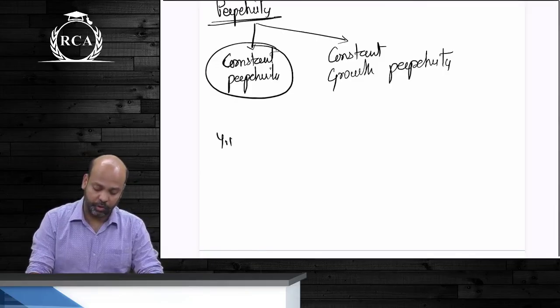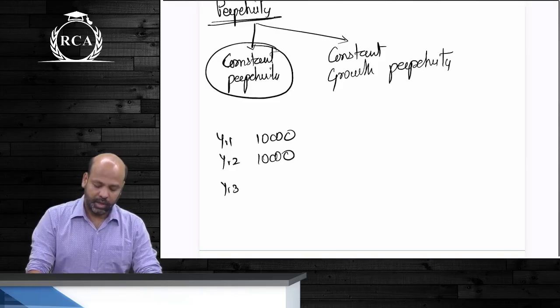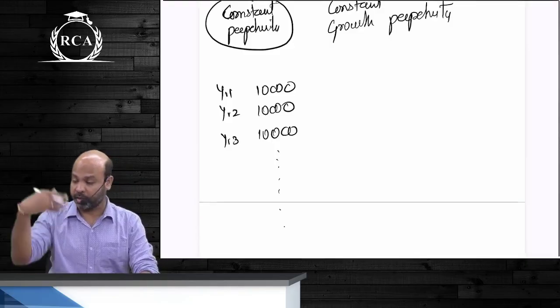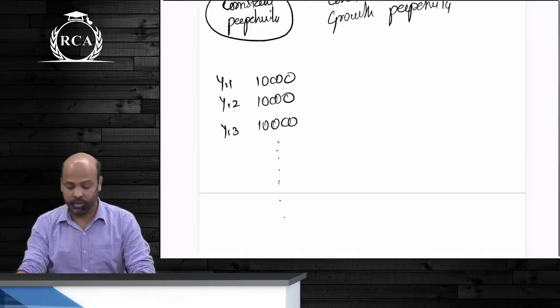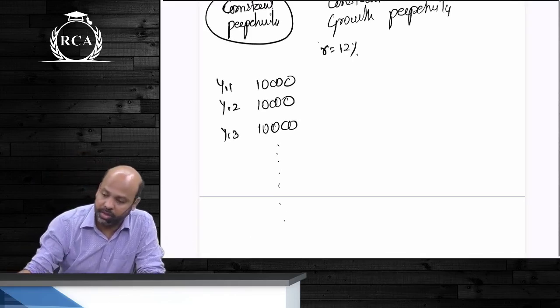Let's say, beta, that you're going to receive 10,000 in year 1, 10,000 in year 2, 10,000 in year 3, and this will continue for life, guys. Even after life, the next generation will keep receiving 10,000. Let us say that the interest rate is 12%.